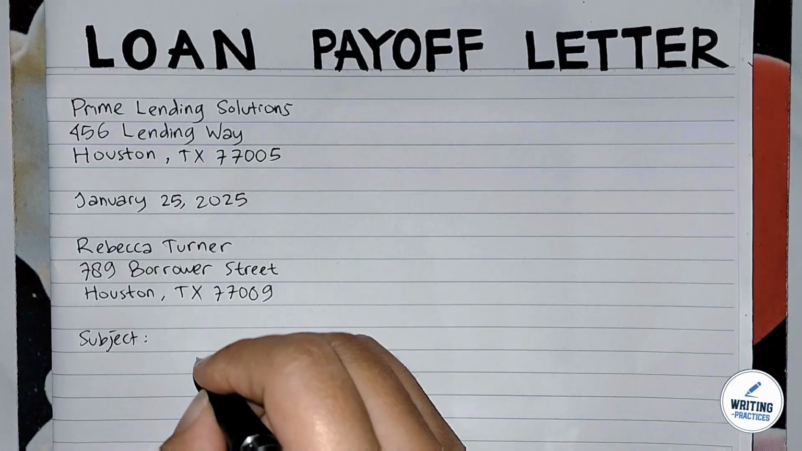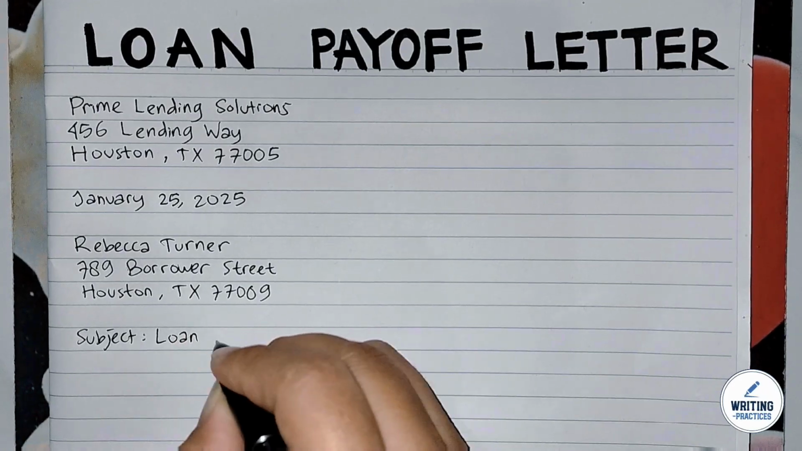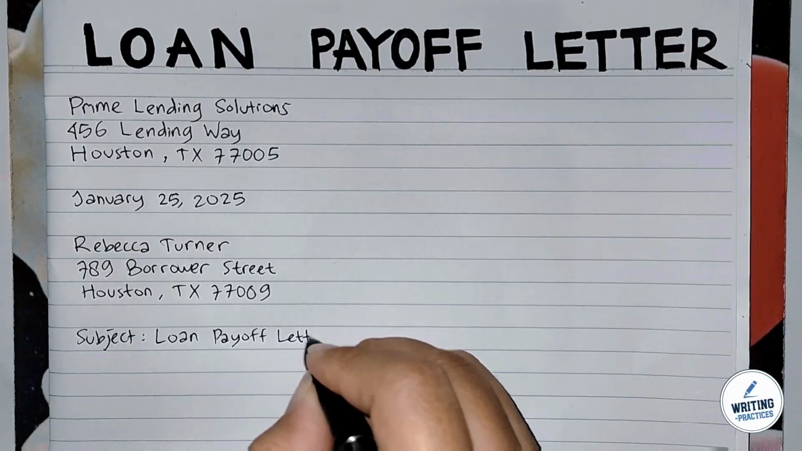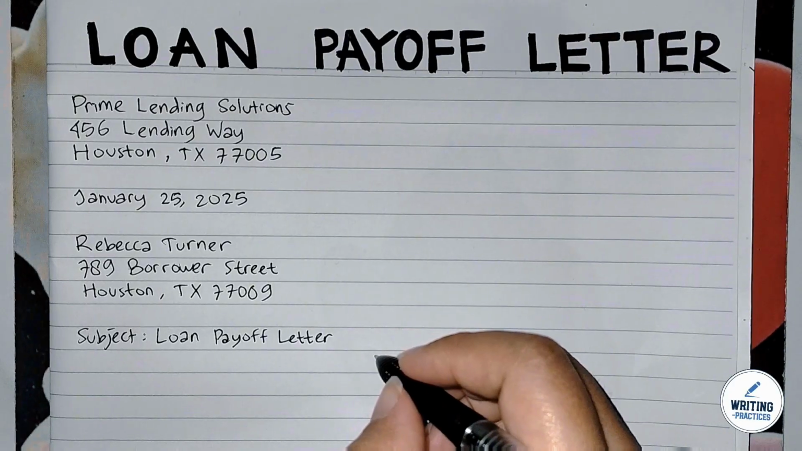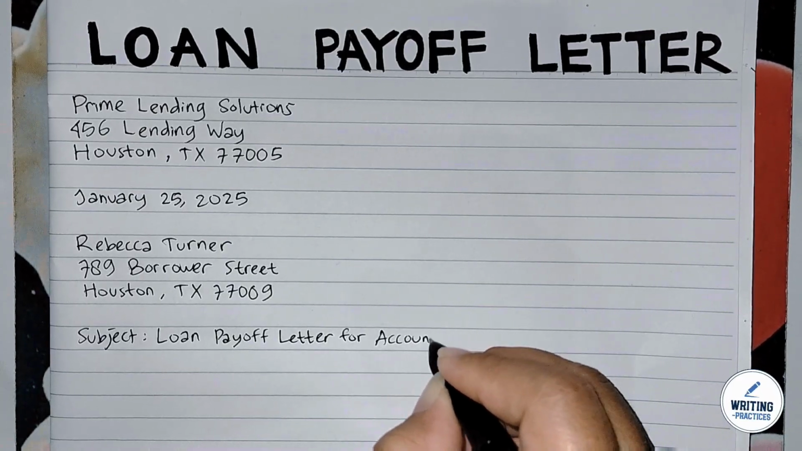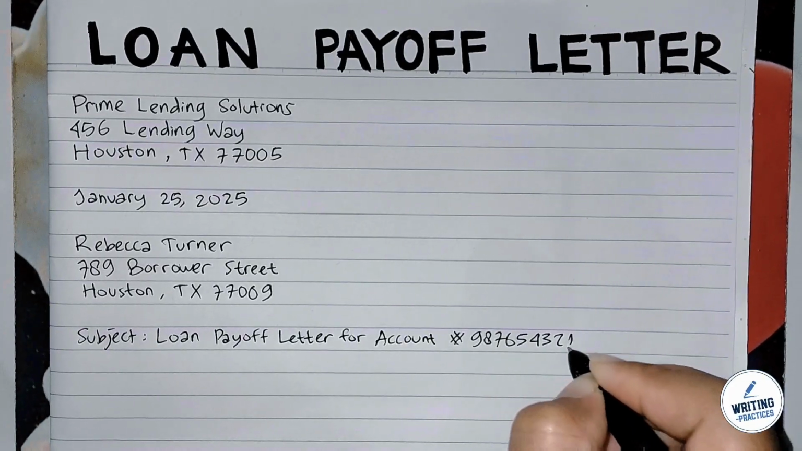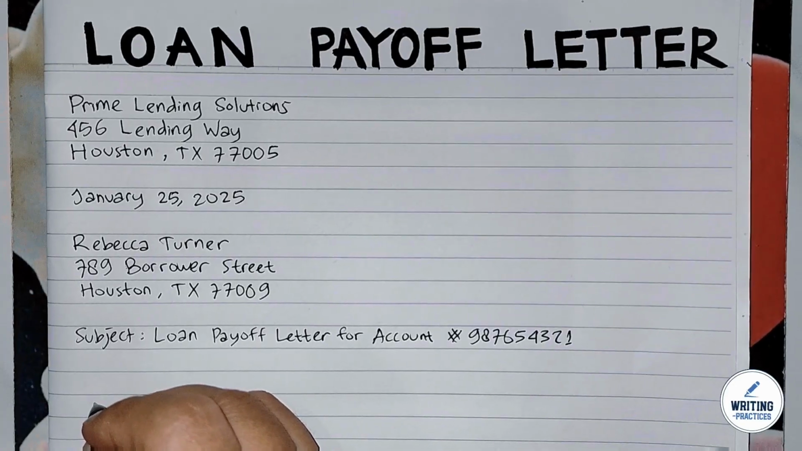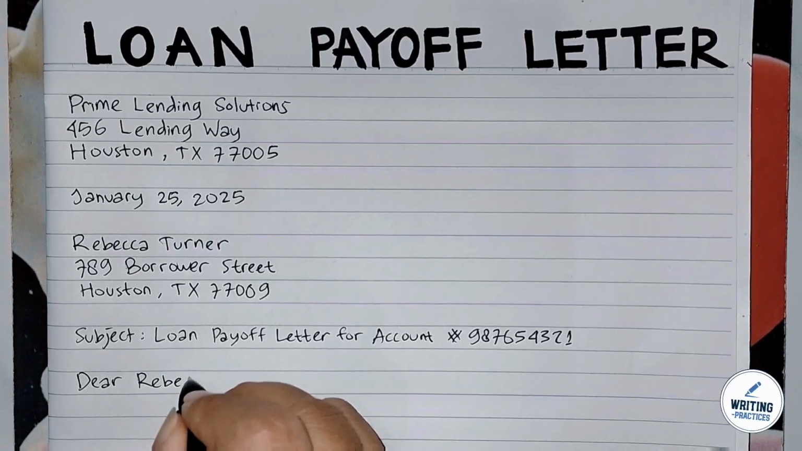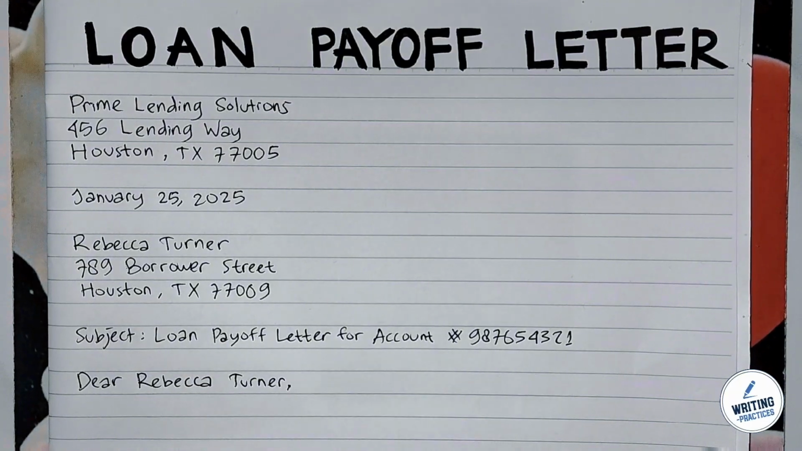Once you've done, you can continue to write the subject line. It should be a clear and concise subject line, indicating the purpose of the letter. For example, you may write, Loan Payoff Letter for Account, and write the loan number. Of course, this helps the recipient quickly understand the context of the communication. After completing all this information, now you can write an opening salutation. Write a formal greeting. Usually, you can write Dear, followed by the borrower's name. It is to address the borrower directly and set a polite tone for the letter.